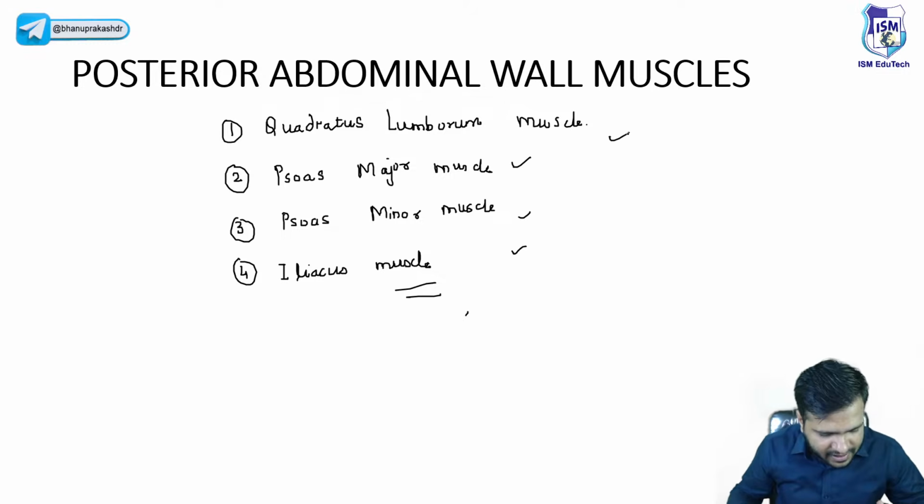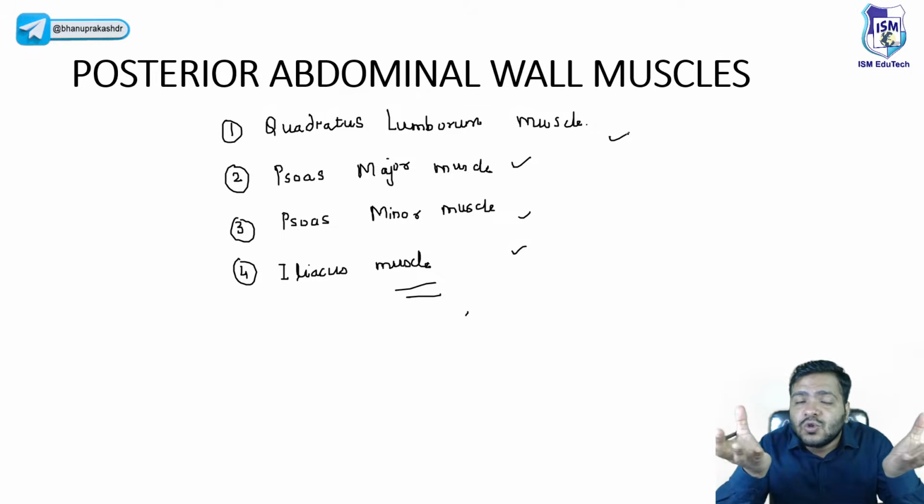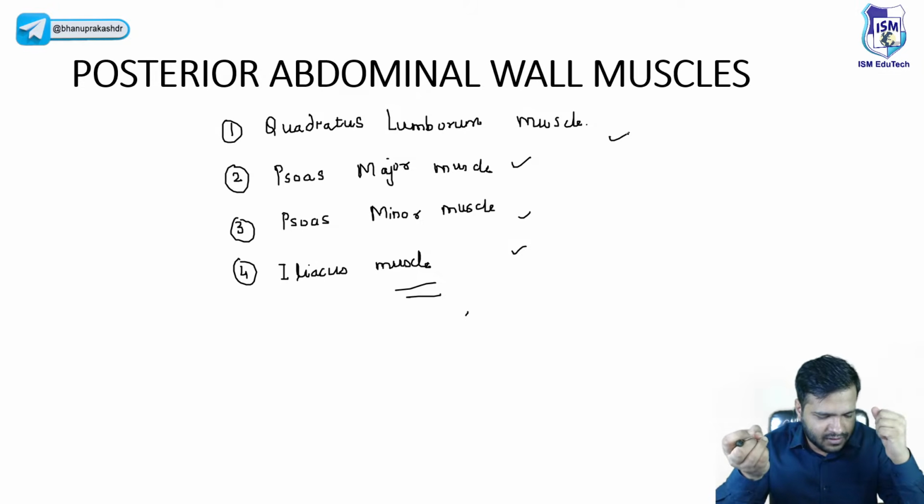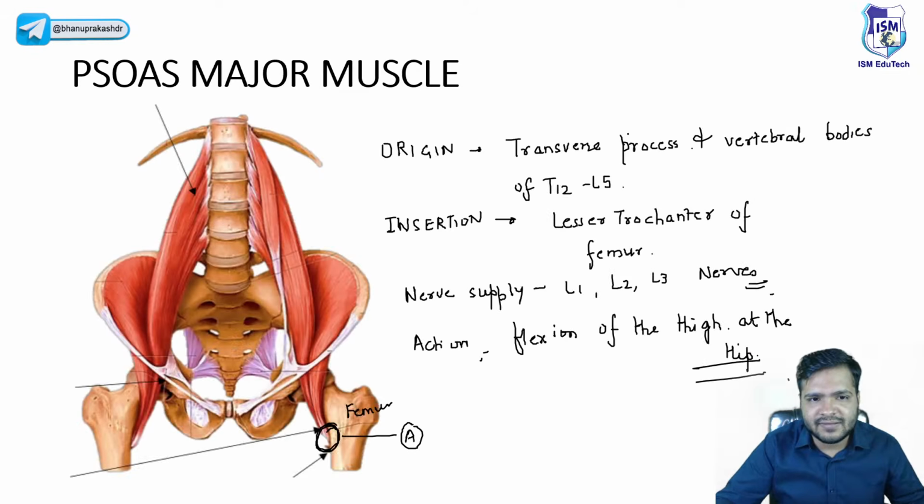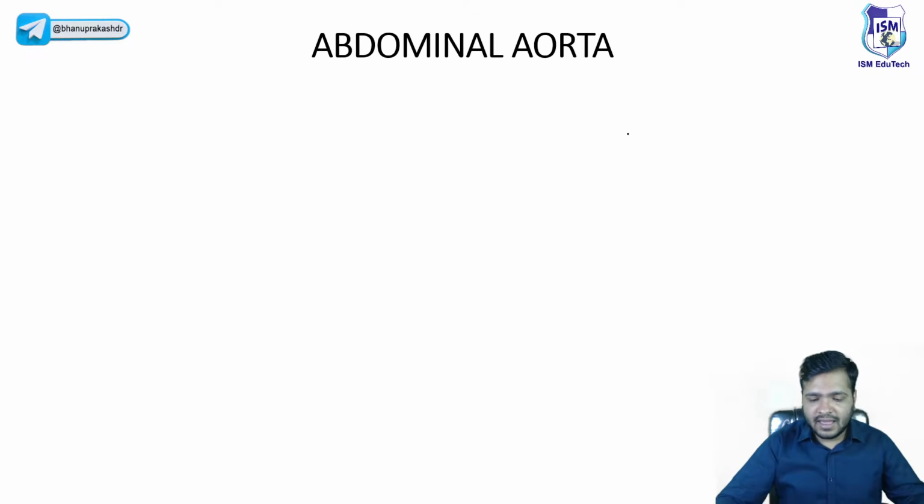So now guys, you will tell me, in the entire abdomen, when we talk about the anterior abdominal wall and the posterior abdominal wall, what is the total number of muscles present? I want the number in the chat box.